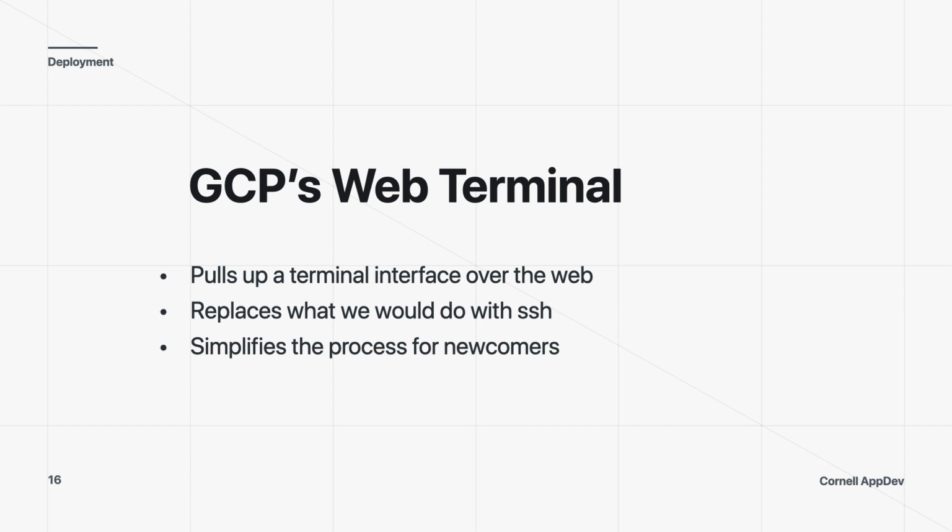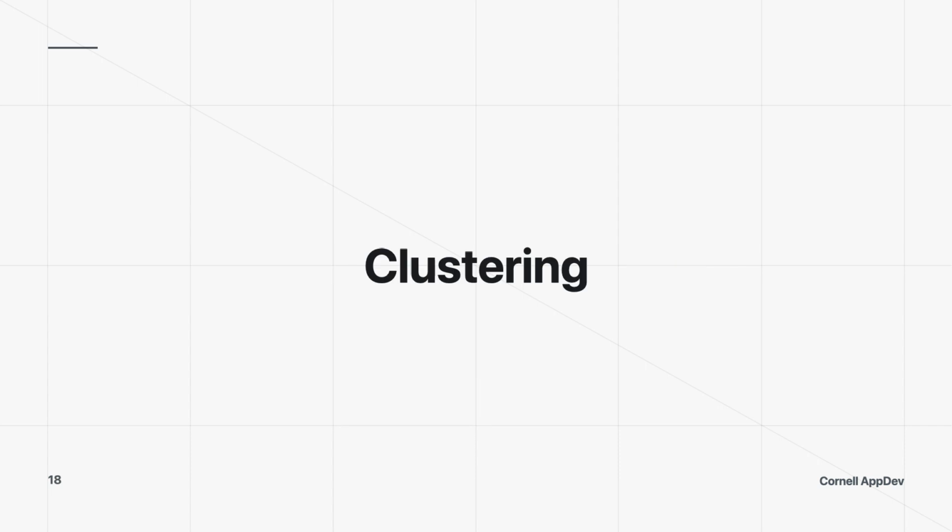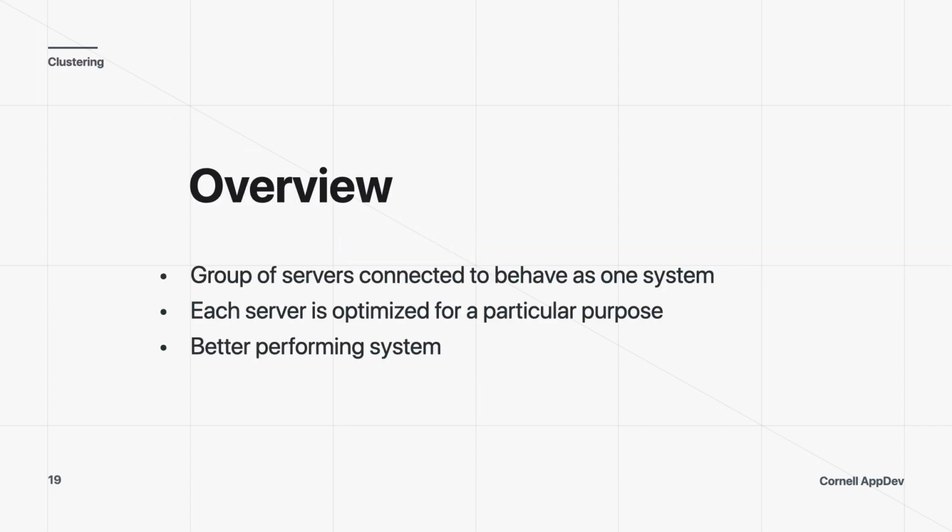But let's move on to how we want to optimize running our apps on servers. So a major idea is clustering. So what is clustering? It's making a group of servers behave as one system so that each server can be optimized to do one thing. It's hard to make one server do a bunch of things, but if you give it one thing and it knows how to do it, it can do it really well and fast. And if anything breaks down, you can pinpoint the issue and go and fix that. So this is just the best way to make your system work.